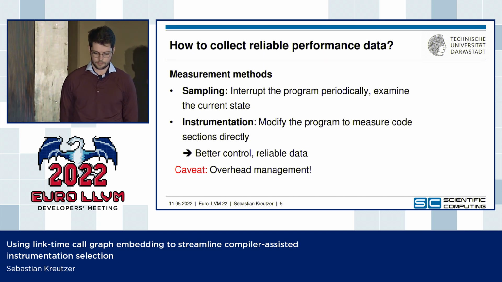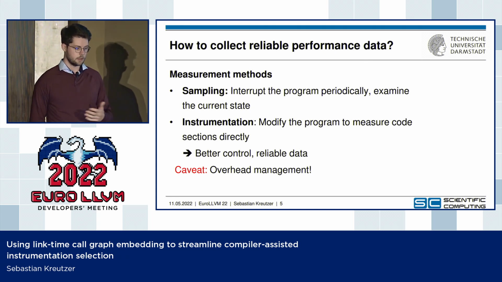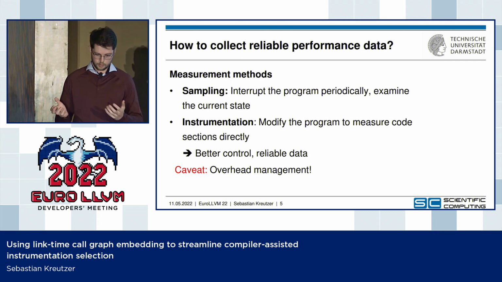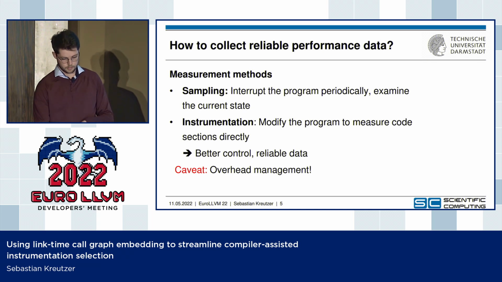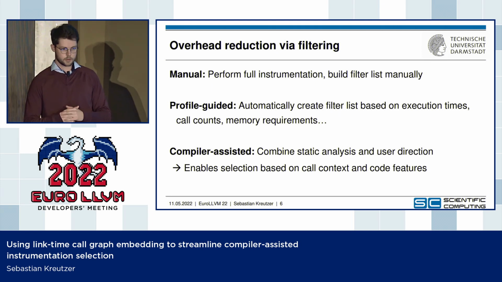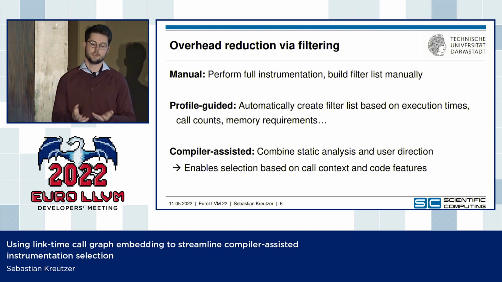However, there's a caveat, and that's the overhead management. Because if you just instrument all functions in the project, then the runtime just explodes in many cases. So what you often have to do is filter out functions that are not needed and that contribute most to the overhead. And there are several methods how you can do that. The first one, and I would say the traditional one, is the manual filtering, where you first perform a full instrumentation of the project and then examine the profile and build a filter list manually.